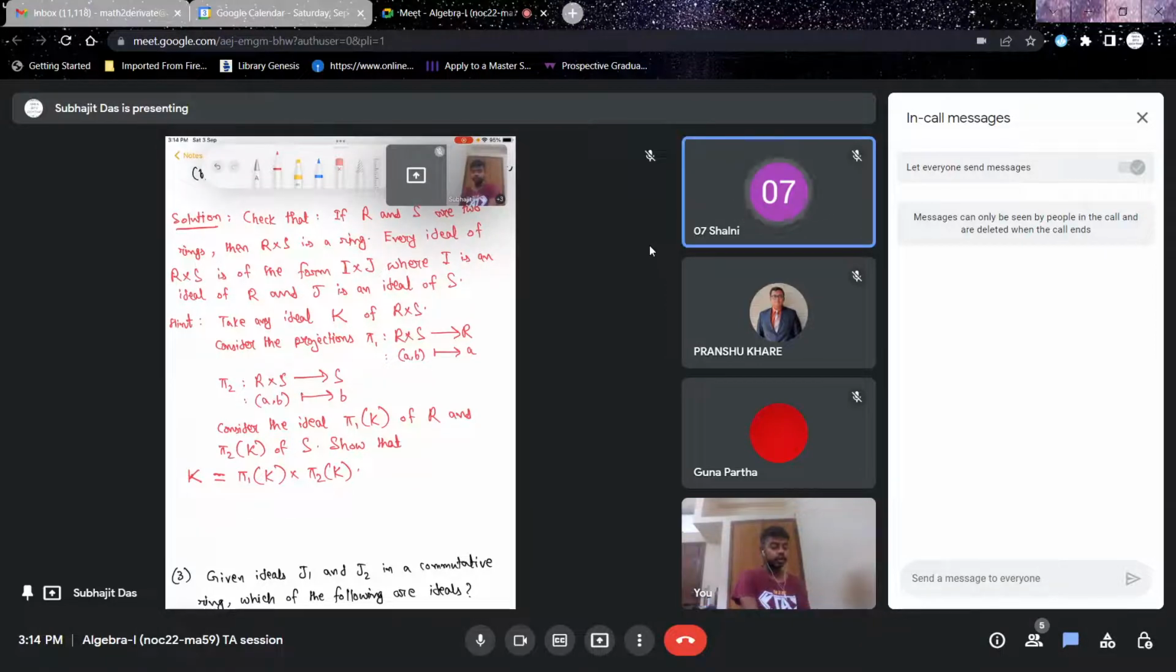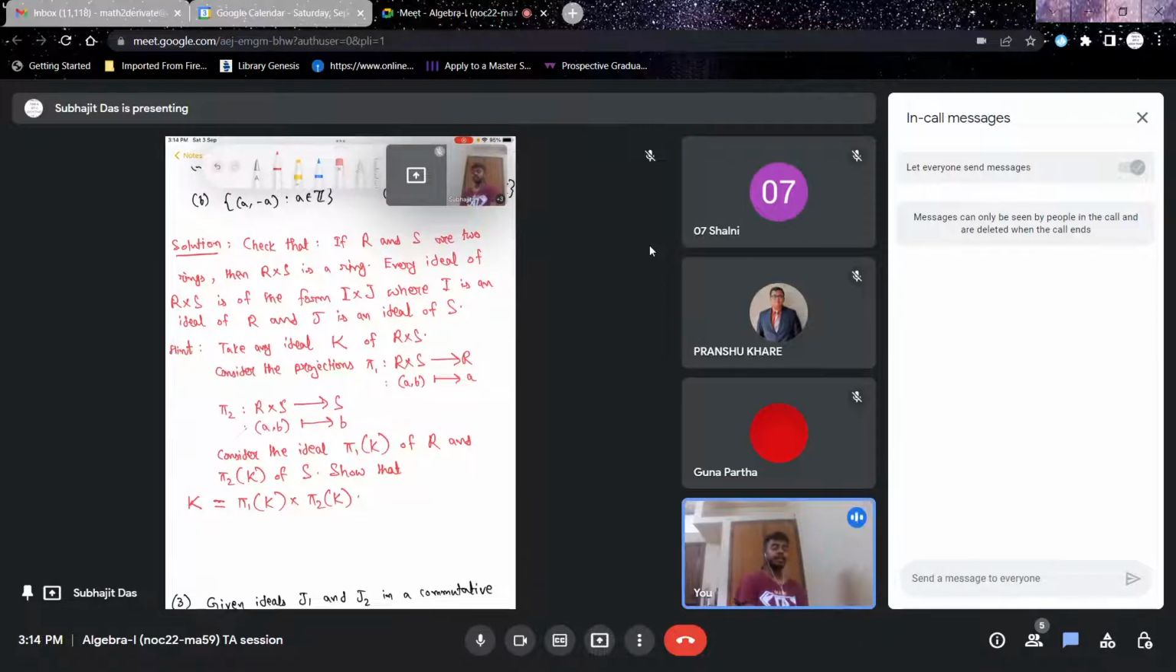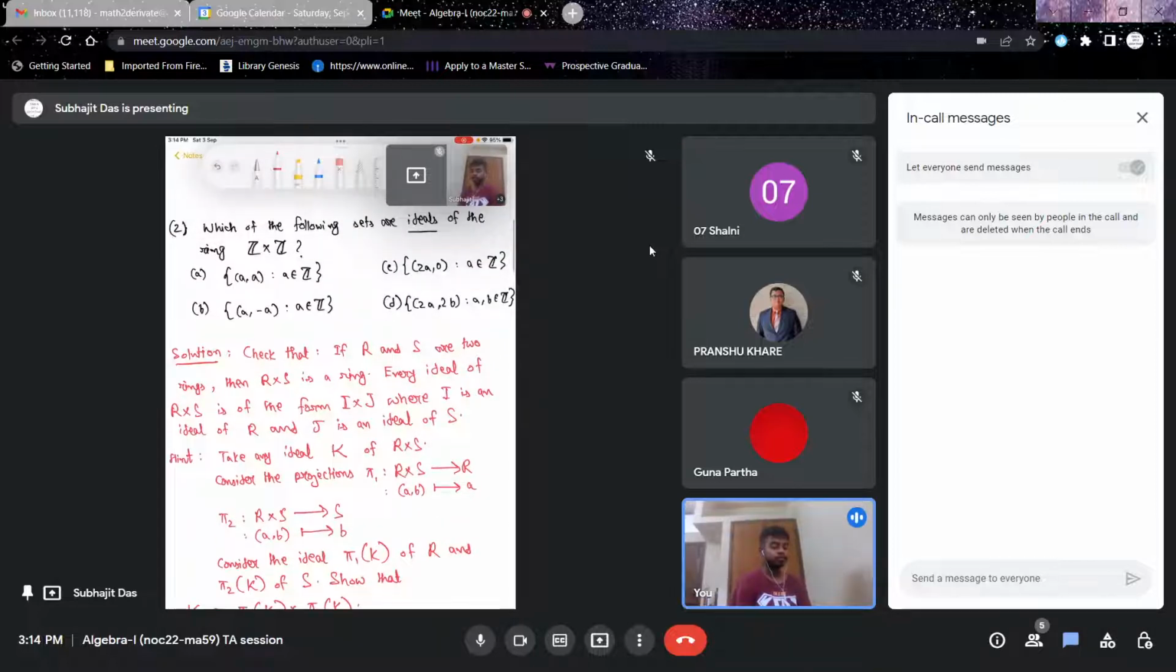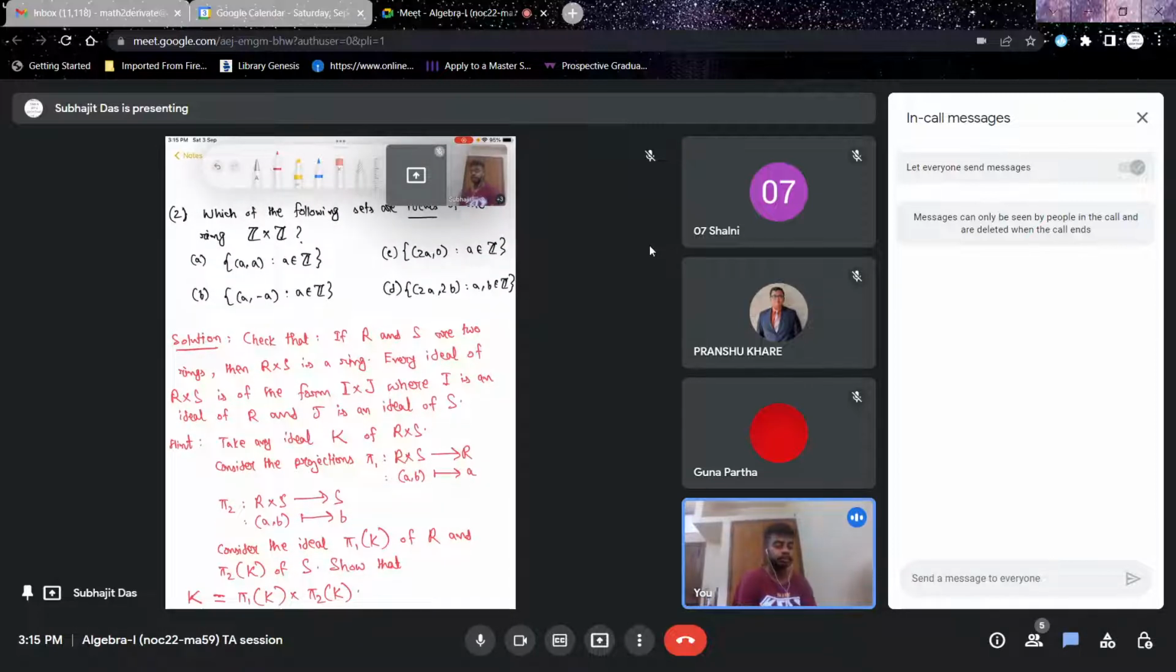Yes, sir. So the point is that if you take a product of two rings, then every ideal in the product is precisely a product of two ideals. That is what is going on. And from this we can easily solve this problem. Of course, we could do it just by directly checking all the properties of an ideal, which of these sets satisfy the properties of an ideal, but this is another approach. Okay.